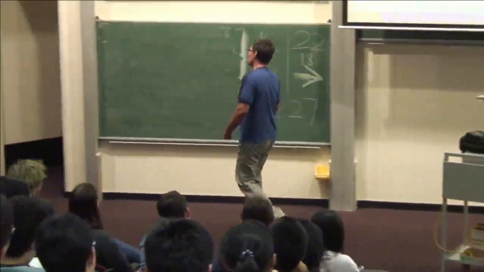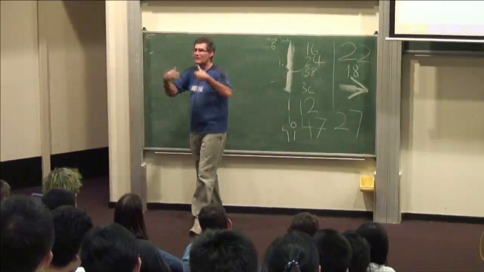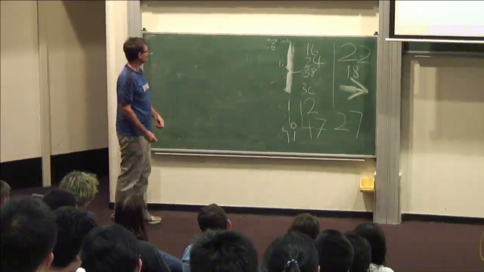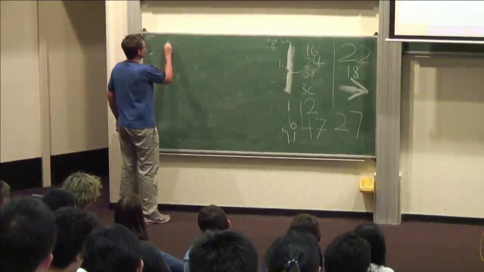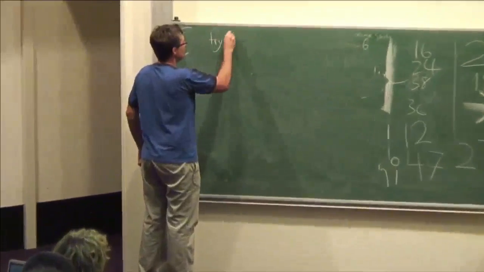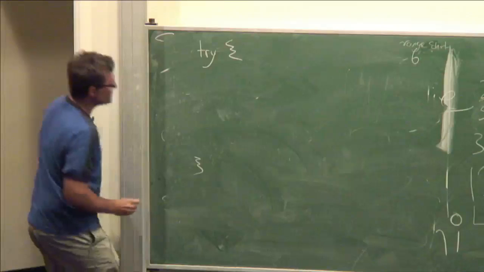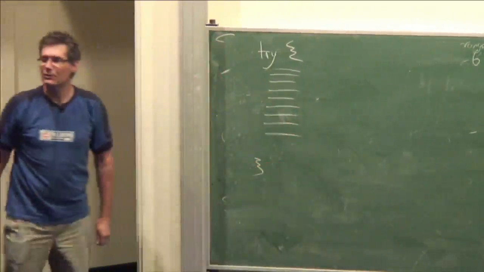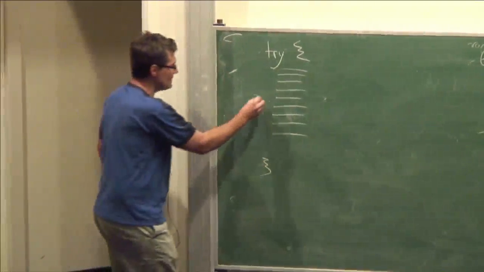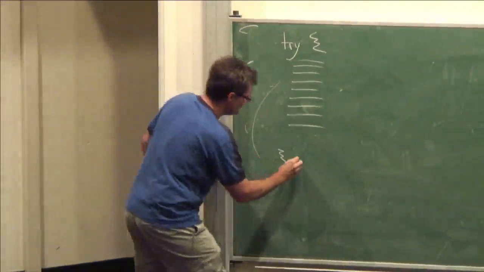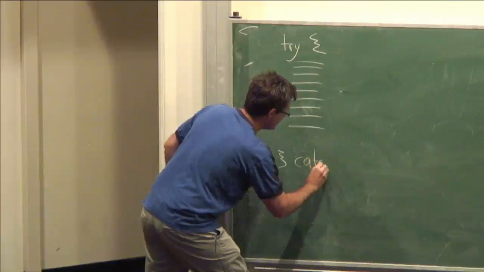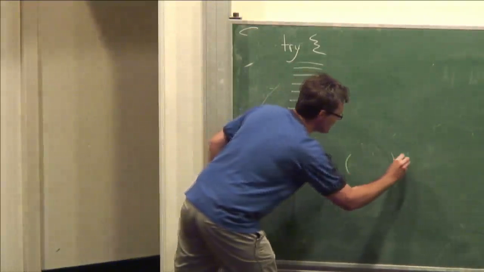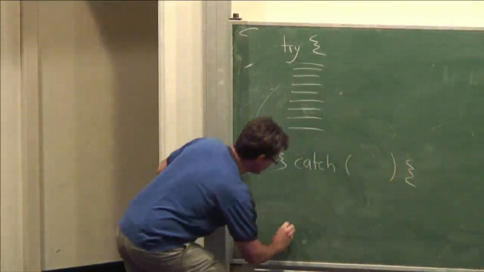Either you handle it locally, or if you don't know what to do, you pass the exception on, and then someone else has to grab it and do something with it. So here's what we do. We say try, squiggly brackets, end of squiggly brackets. And everything in here now, if an exception happens, we don't care. As soon as the exception happens, we're going to jump to catch. This is going to say what he's going to catch, squiggly brackets.